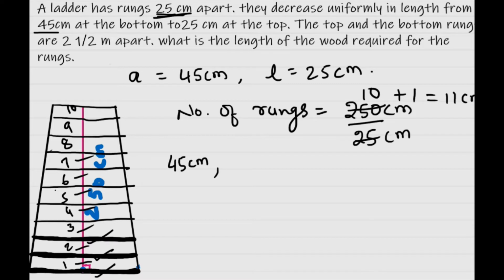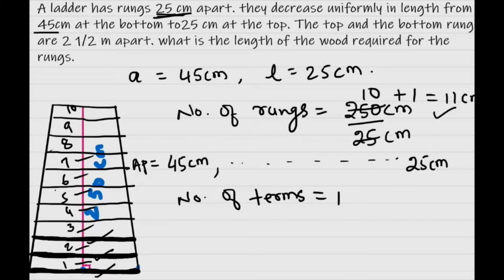The rungs decrease uniformly in length from 45 centimeter at the bottom to 25 centimeter at the top. It is going on decreasing, and the last rung is 25 centimeter. The top and the bottom rungs are 2.5 meter apart, so the number of rungs is 11, so this will be in AP. The number of terms will be equal to 11, and we need the sum of all these, because what is the length of the wood required to make the rungs? So you have to find out the lengths of all these 11 rungs, so that you can find out how much wood is required.